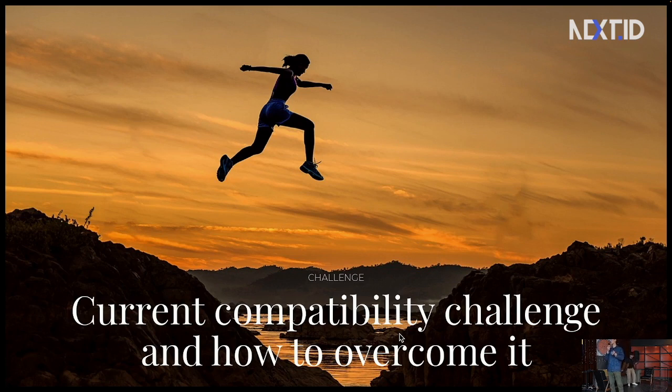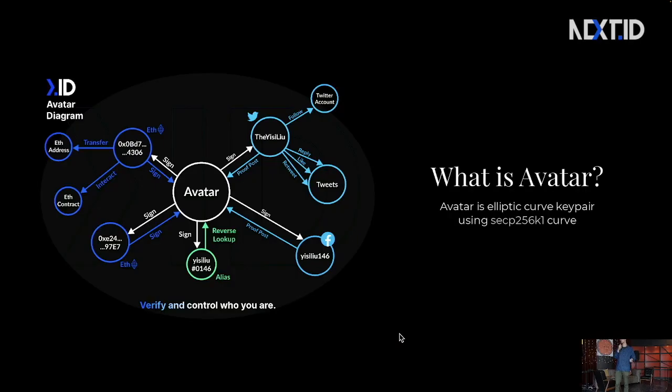We're going to talk a little bit about the current compatibility challenge between smart contract wallets and protocols like Next.ID, which are based on cryptographic solutions to create these binding relationships. It's not limited to Next.ID, so it's actually pretty common. It's also related to things like mirror.xyz, so there are a lot of compatibility challenges with smart contracts or account abstraction.